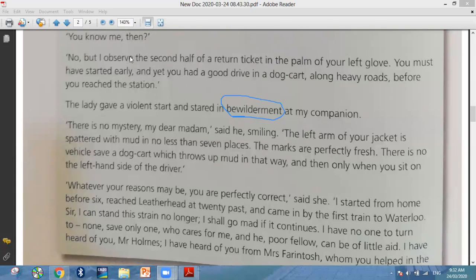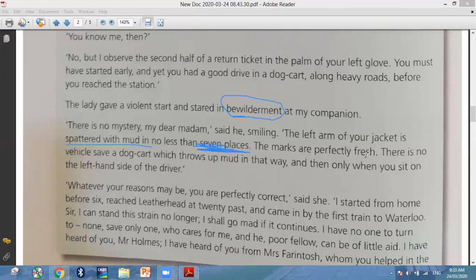Now he started to give her some information about how he could know what happened. "There is no mystery, my dear madam," said he, smiling. "The left arm of your jacket is spattered with mud. No less than seven places." Even he counted the places where he found these spots of mud.